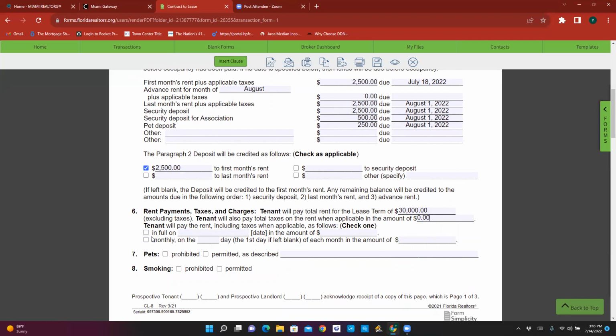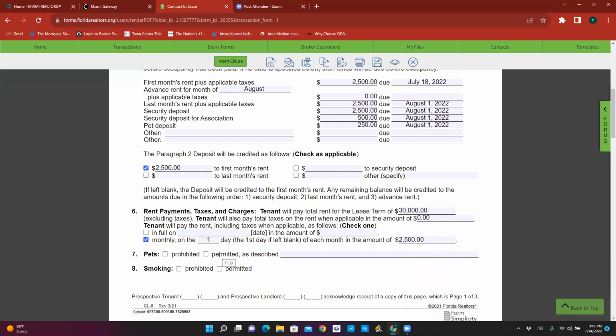The next line is in regards to how they will be paying, whether they will be paying in full for the year or making monthly installments. For the sake of this training video, I will put that they will be paying monthly installments on the first, and they will be paying $2,500 a month.